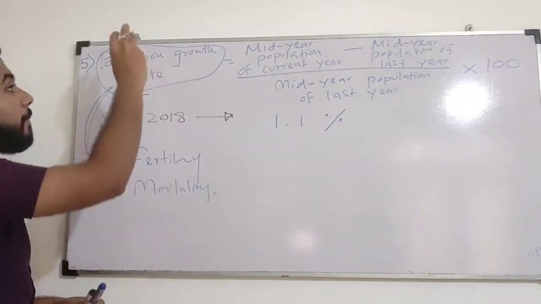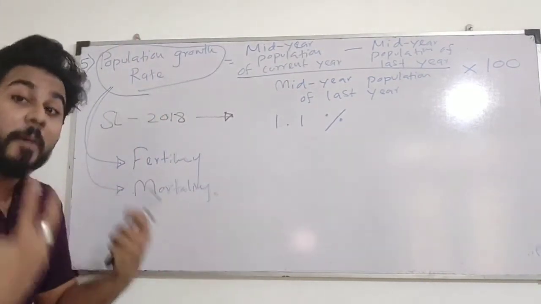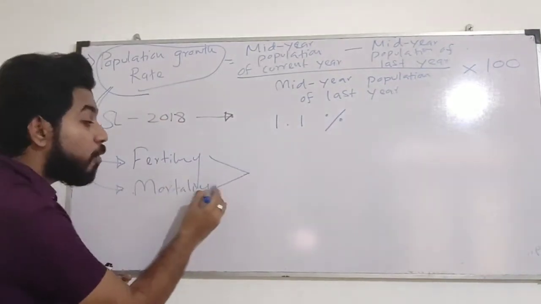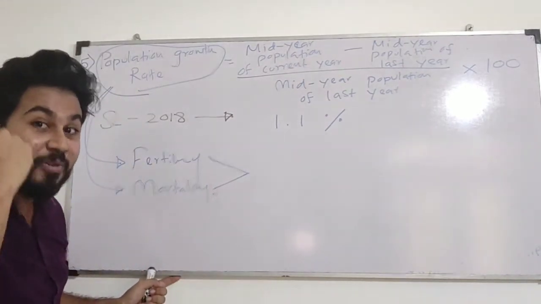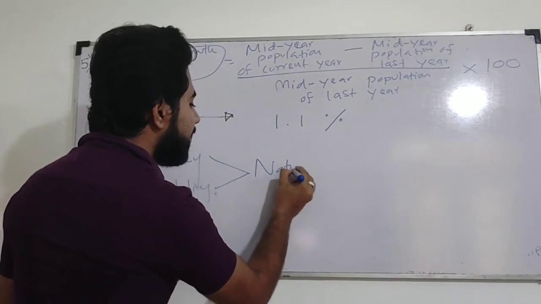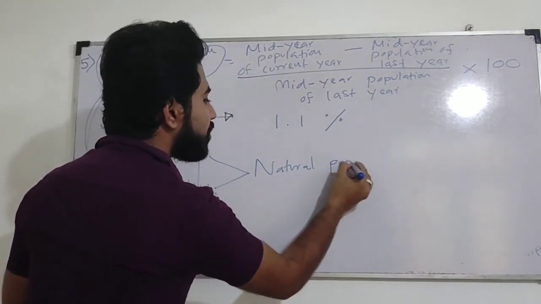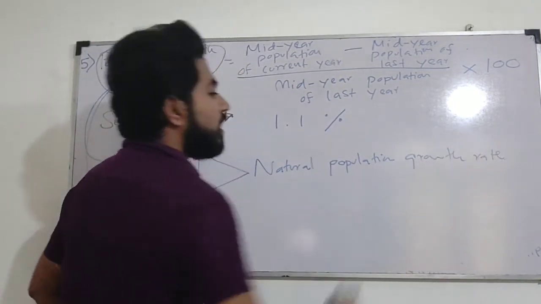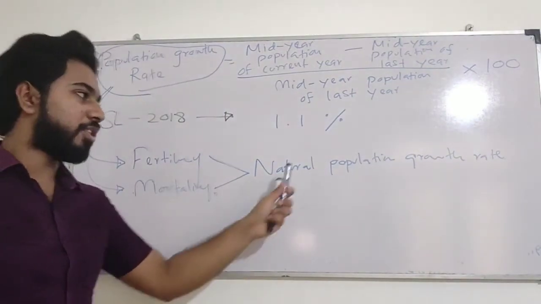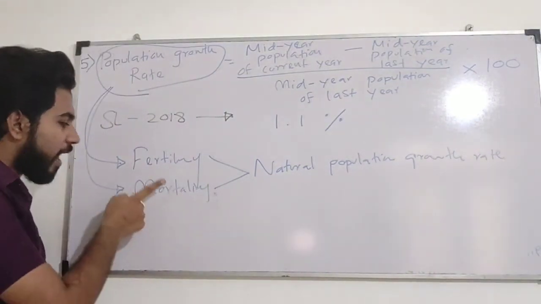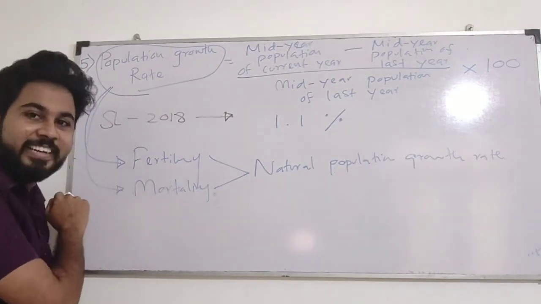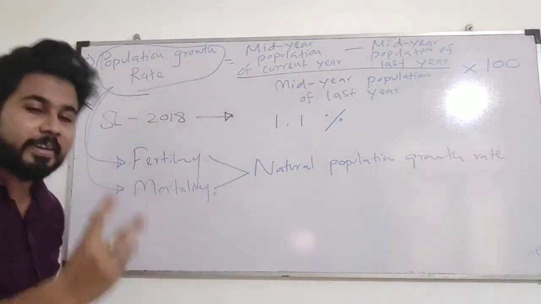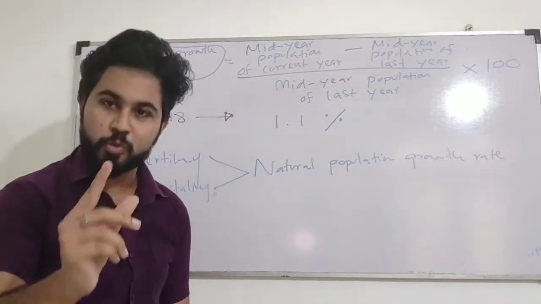Net growth of the population or natural growth of the population that happened because of the fertility and mortality was calculated by what ratio? We have calculated. What is that? Natural population growth rate. You know, natural population growth rate was calculated by subtracting mortality rate from the fertility rate.